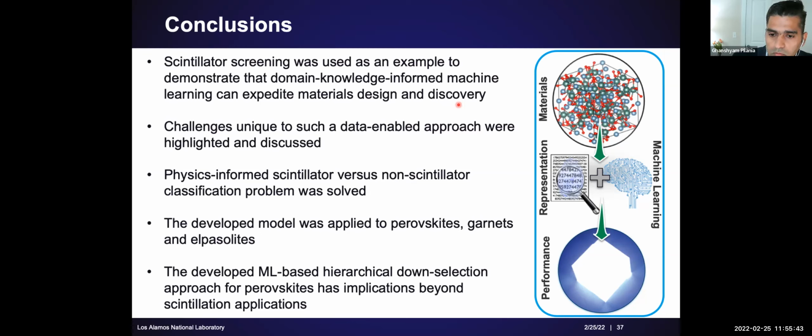And then finally, we have developed a hierarchical down-selection approach for the large perovskite chemical space, including both single and double perovskites, where we have developed models for stability, formability, and band gap predictions. These models have implications beyond scintillators and can be used to address many different problems. So we are currently putting together a Data in Brief paper and a GitHub repository where we will share all the data with the community, so that others working on similar problems can benefit from it.